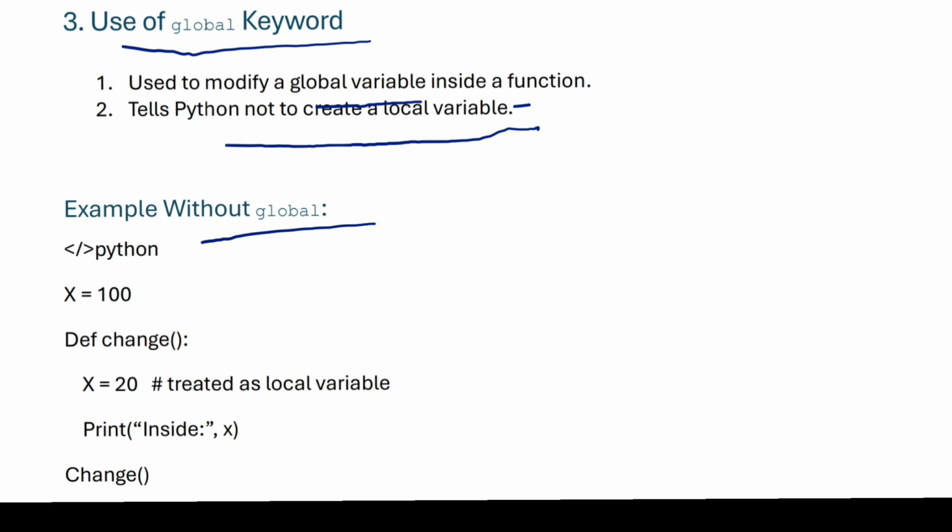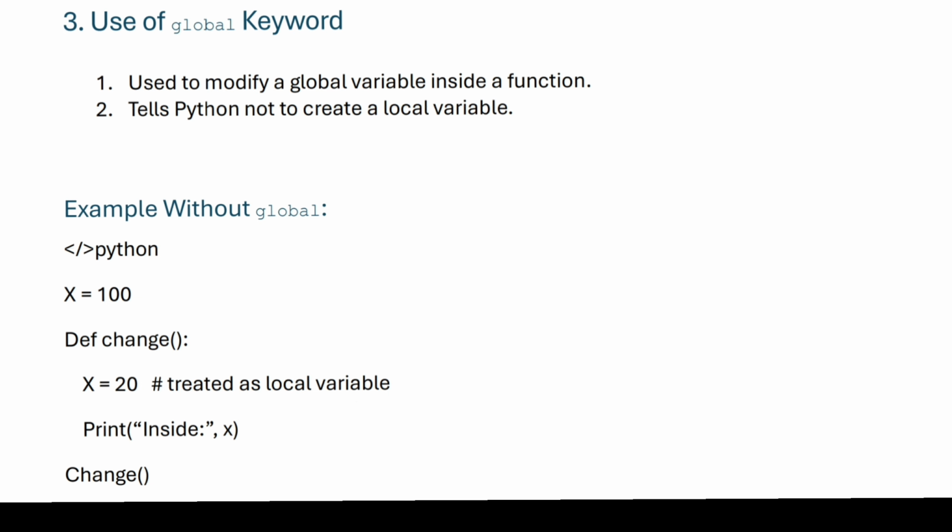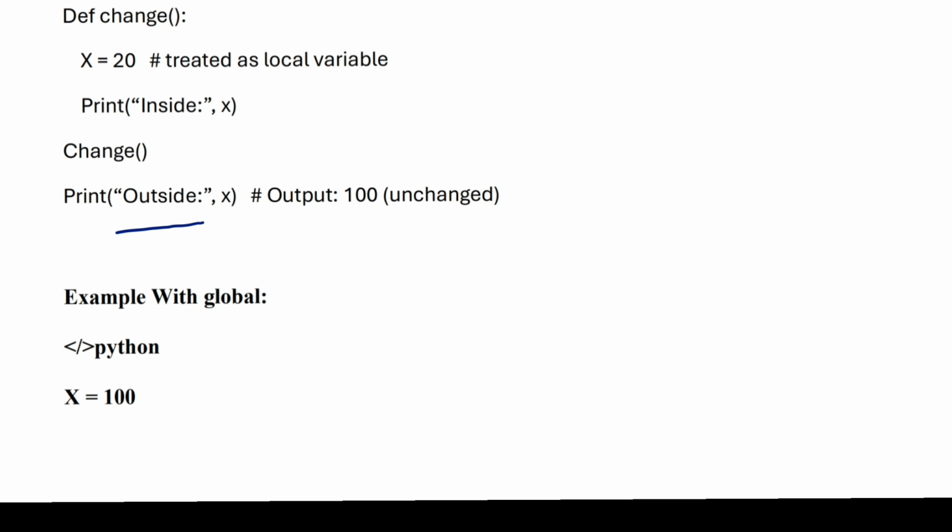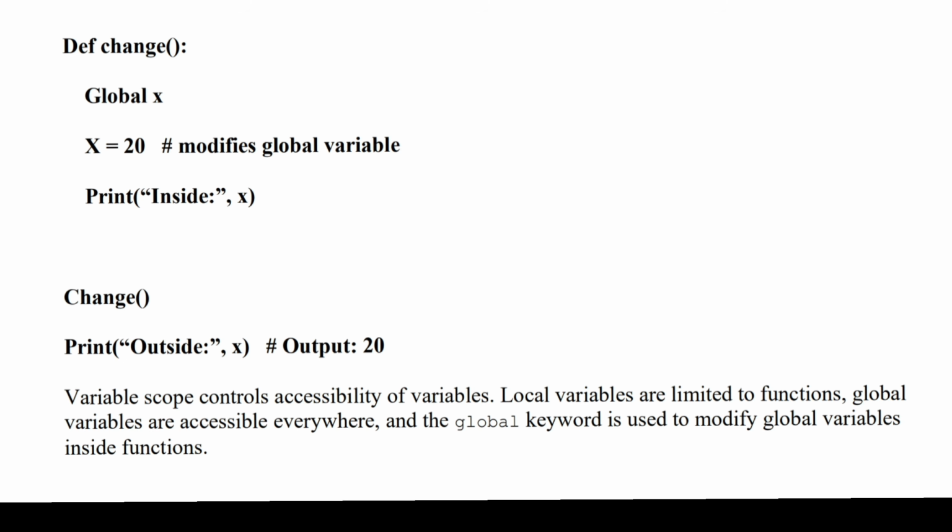For example, without global: x = 100, and inside the function x = 20 is treated as a local variable. If you want to change the outside variable, this change will not work properly, and the output will be 100. Now with global: x = 100, and inside the function, global x, then x = 20 modifies the variable. Finally, the printed output outside will be 20.